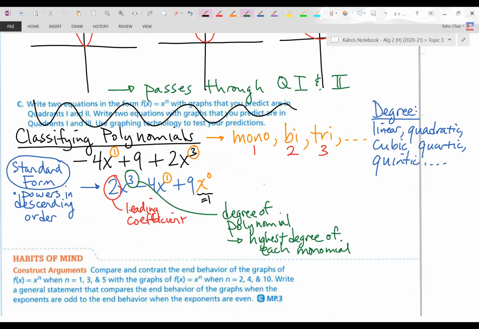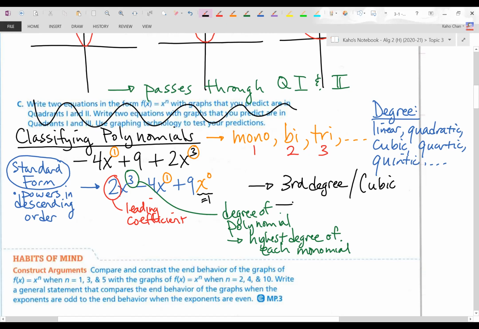So in this particular problem, 2x to the third minus 4x plus 9 is technically called the third degree because of the power 3. And we call that cubic. Because it has 3 terms, we call it a cubic trinomial. Okay? All right.